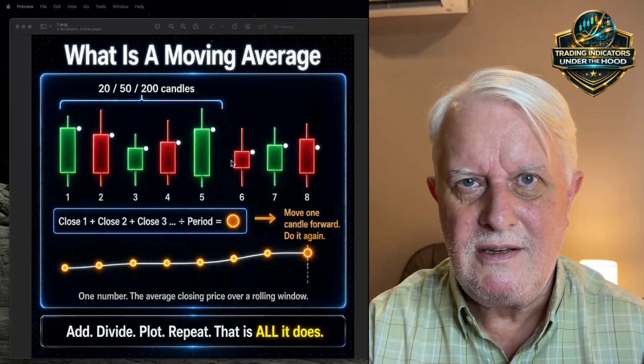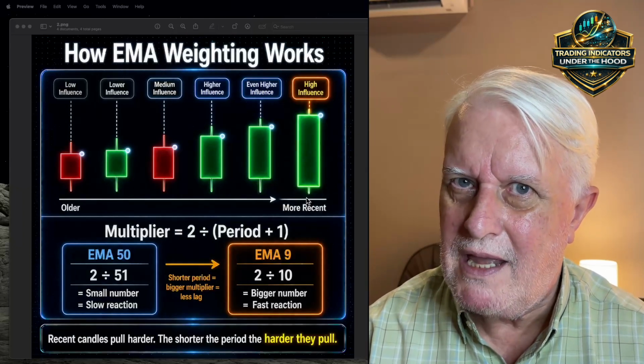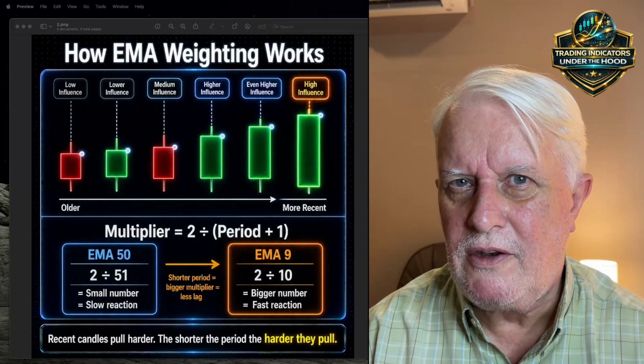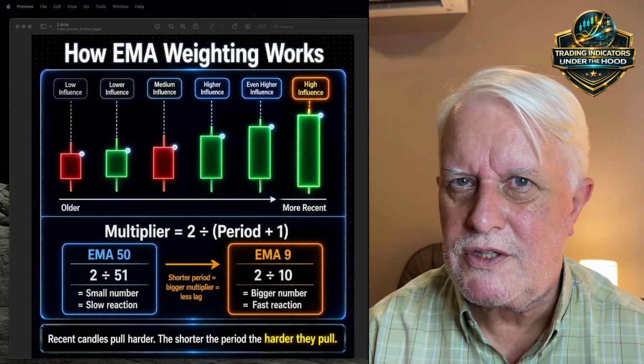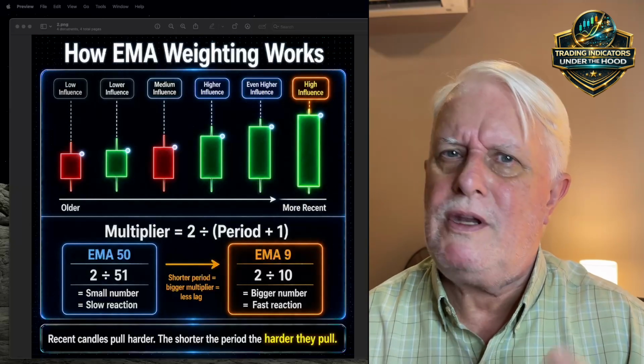You want an SMA 20, you take the last 20 closes, you add the closes together and you divide by 20. That's it. Simple. The exponential moving average, or EMA, gives more weight, more influence, to recent candles as opposed to older candles. Yesterday's close matters more than last week's, which matters more than last month's.